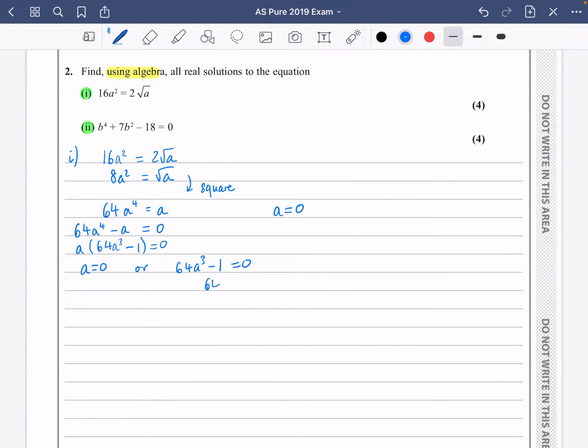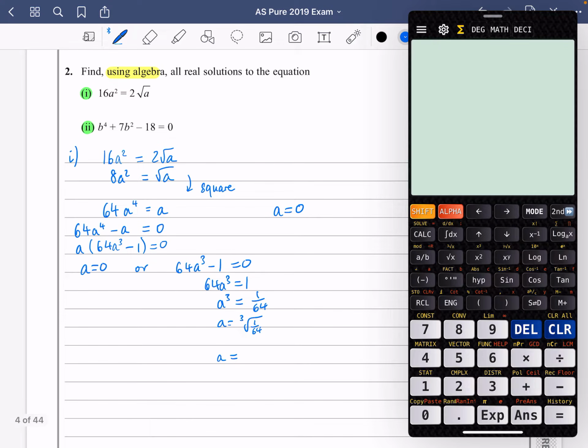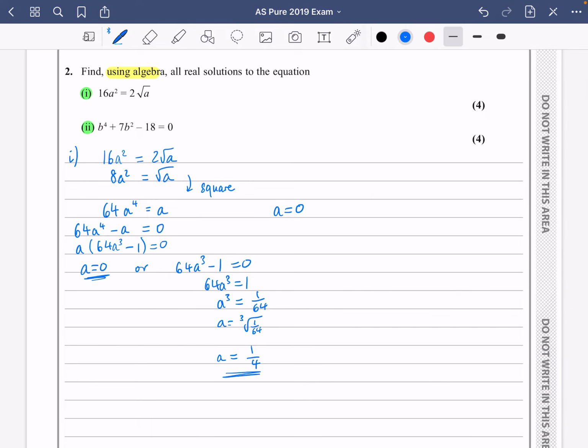When I solve this equation, I get 64a cubed is equal to 1. A cubed is equal to 1 over 64, and so a is going to be the cube root of 1 over 64. Now you can probably do this without a calculator, but I'll just show you what it would be with a calculator. The cube root of 1 over 64 is simply a quarter. So we have two solutions here: either a equals 0 or a is equal to a quarter.